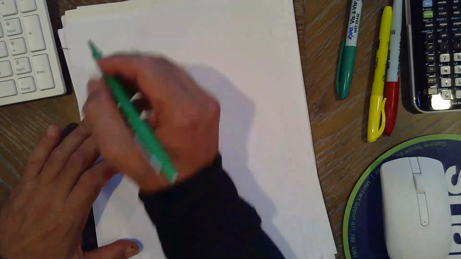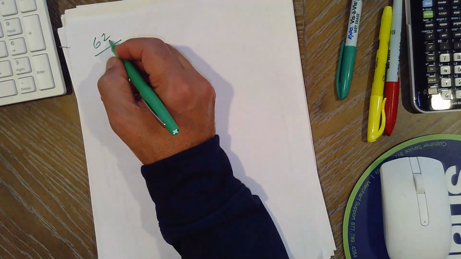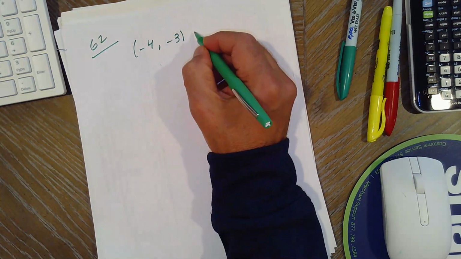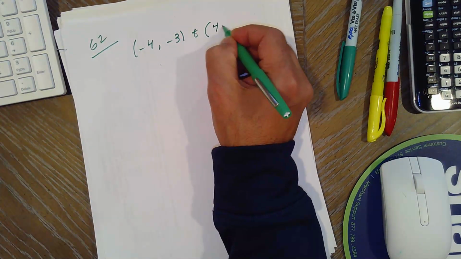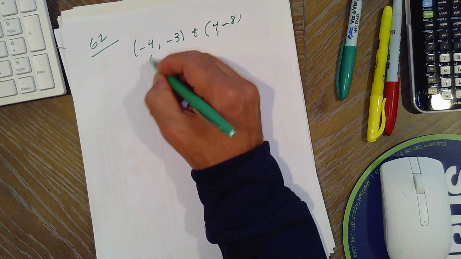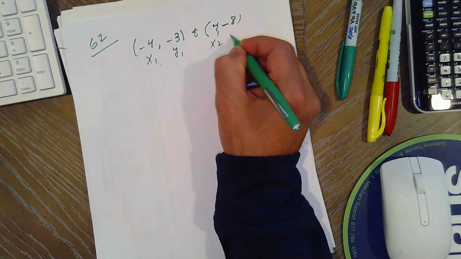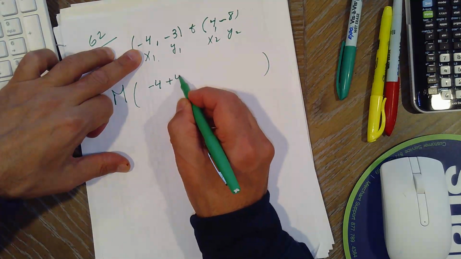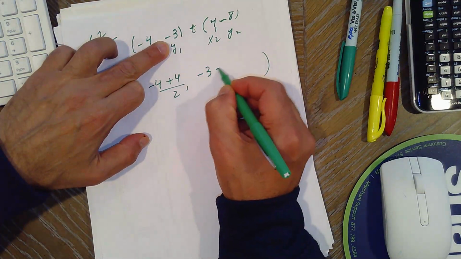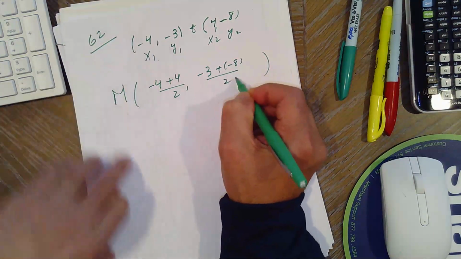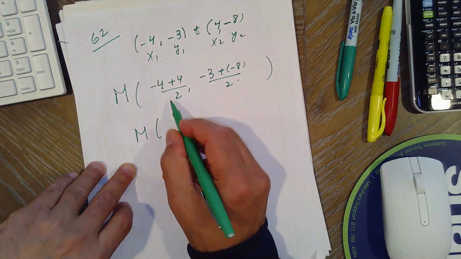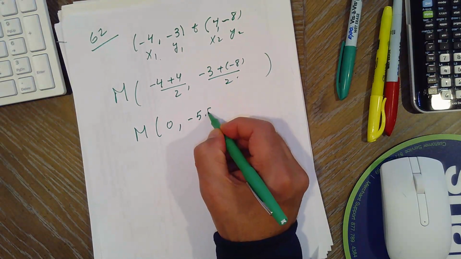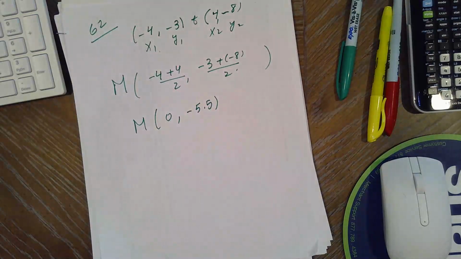62 from that same page. The 2 points are (-4, -3) and (4, -8). Again, x1, y1, x2, y2. So we add them up and divide by 2. Add the y values up and divide by 2. So -4 plus 4 is 0, 0 over 2 is 0. And -11 over 2 is -5.5.